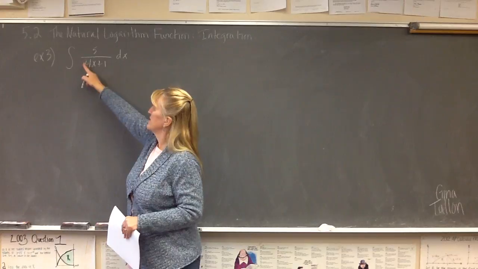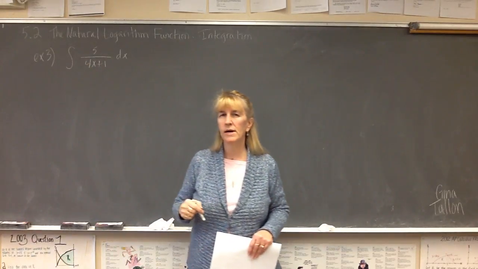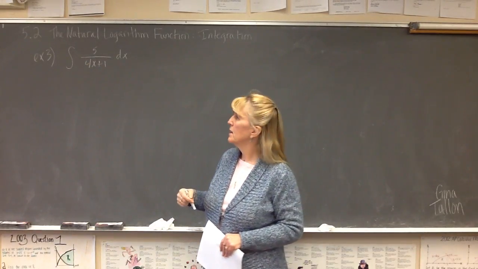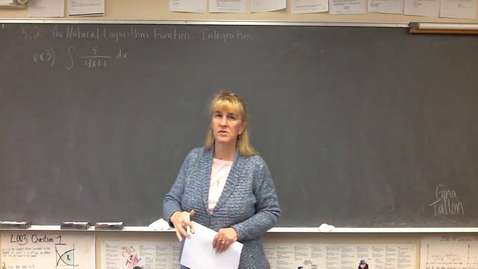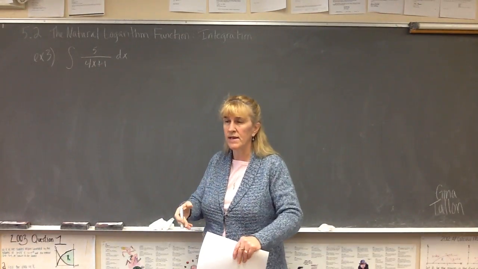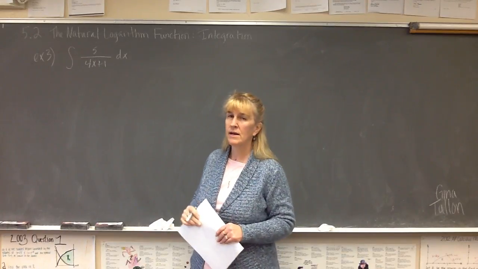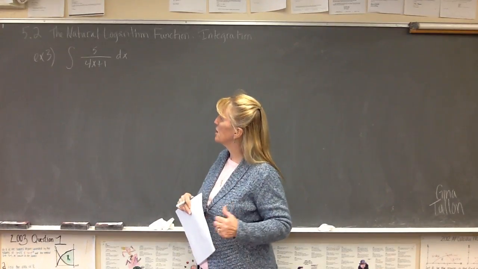If I were to mentally take the derivative of 4x plus 1, that derivative would be a 4. Although on the numerator I'm looking at a 5. So I am off by a constant multiple. I'd have to get rid of the 4, put the 5 in place, but at least no other x's or any other things are involved. So we're good to go with this.